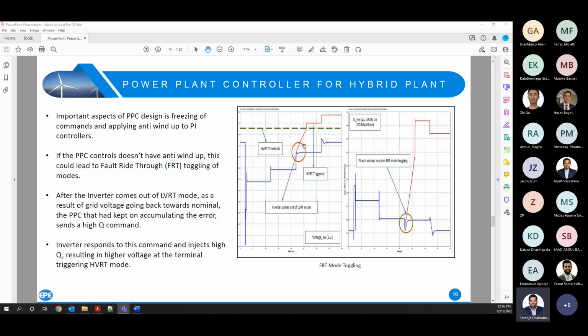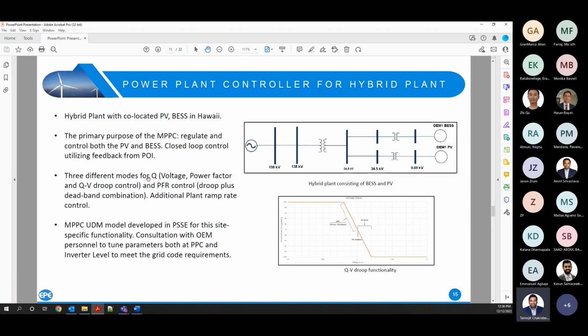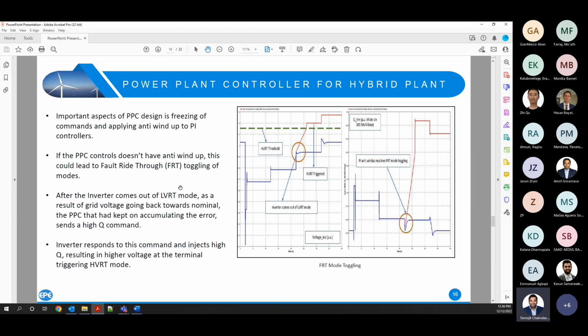So you see the region up here is once the inverter comes out of LVRT mode. What happens is this particular PPC did not have an anti-windup, right? So what was happening is, with this particular QV droop, you translate a Q command into a voltage, then you take the difference between the reference voltage and the voltage that you get from the droop calculation, and pass this to a PI control. But if the PI control does not have an anti-windup, and also does not have this functionality, situations like this can arise.